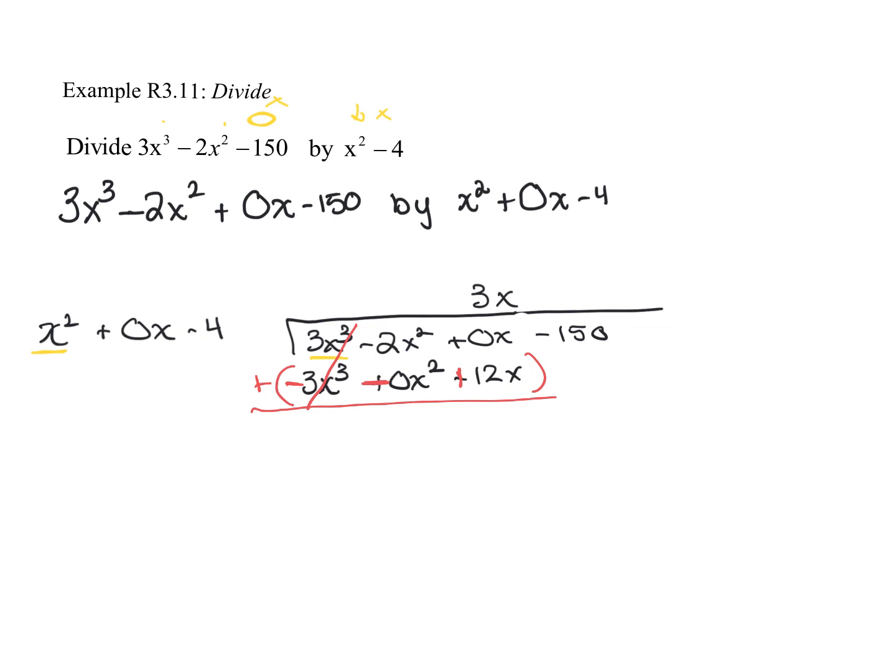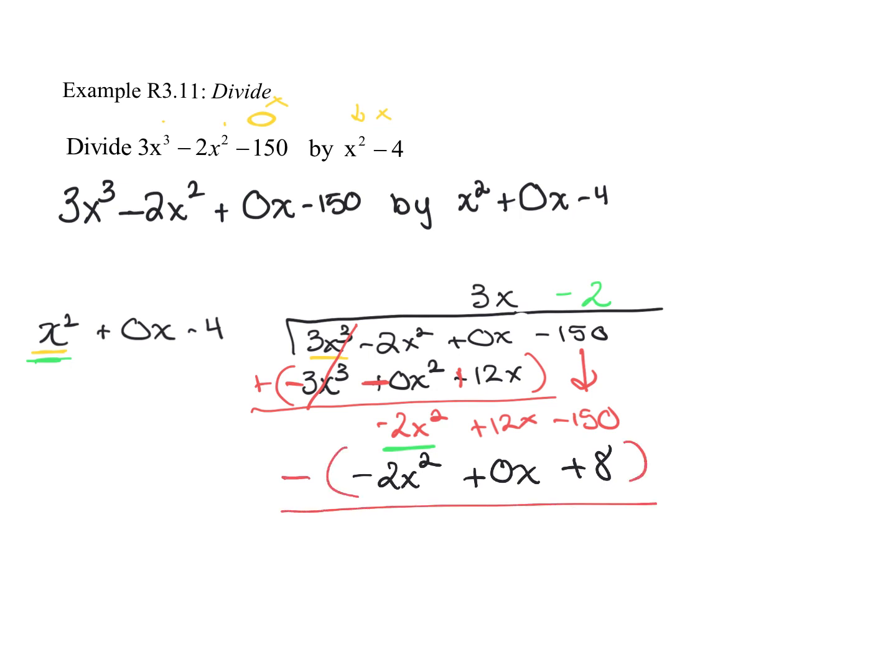The first ones cancel out. Negative 2 minus nothing is still negative 2x squared. 0 plus 12 is plus 12x. Drop down your next term. And then you do it again. How do I make x squared become a negative 2x squared? You multiply by a negative 2. And you get negative 2x squared plus 0x plus 8.